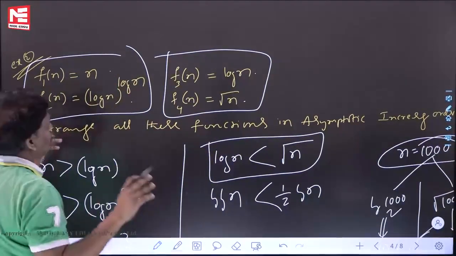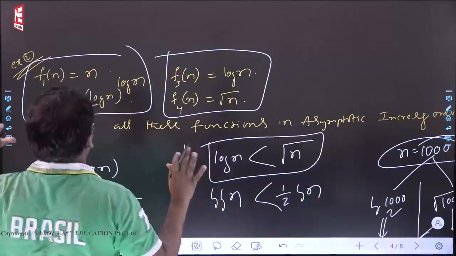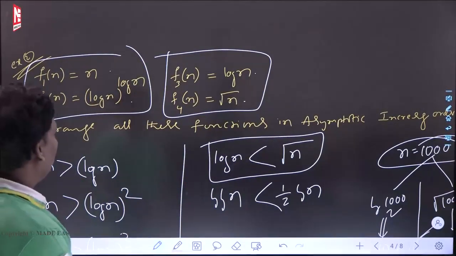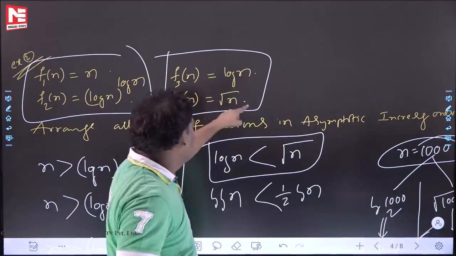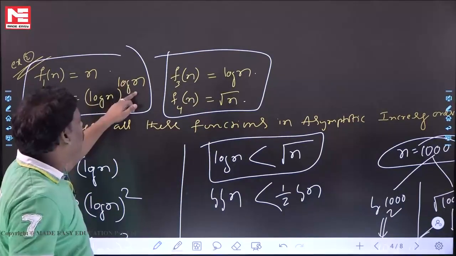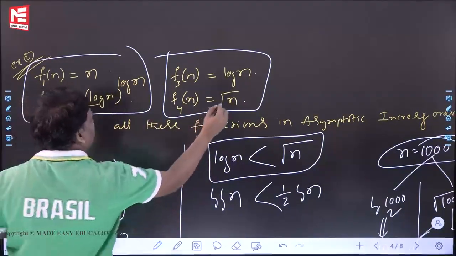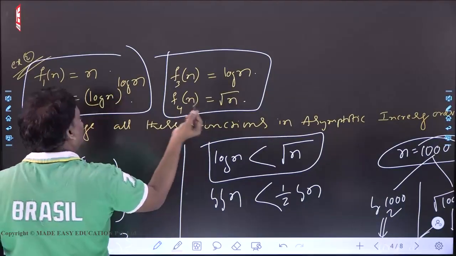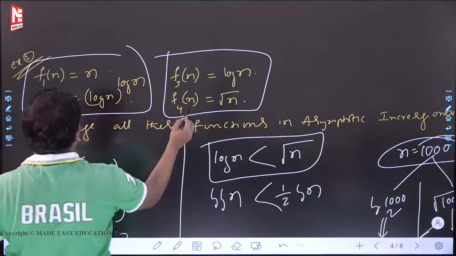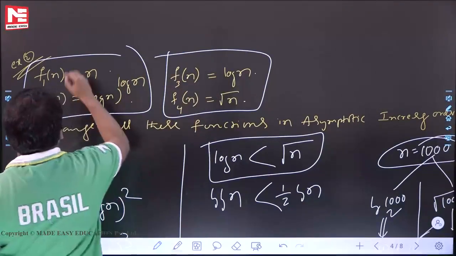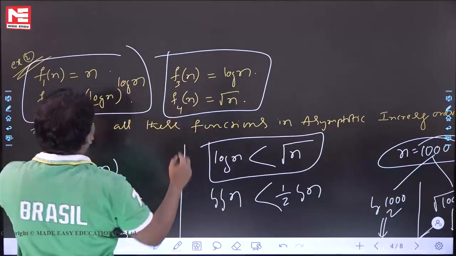If you are comfortable, overall give the answer to me. Overall, who is bigger? Root n. Who is bigger here? Log n. Let's check here. Here root n is bigger. Here log n is bigger. You say now, who is bigger? F4 is bigger in these two. F2 is bigger in these two. Now F2 and F4, who is bigger?